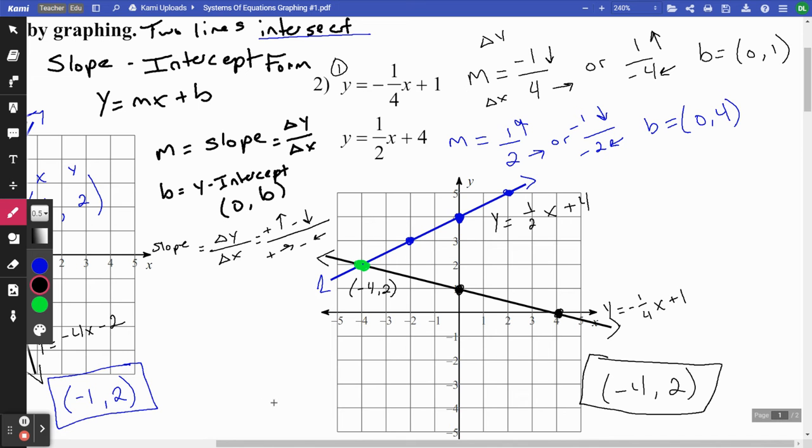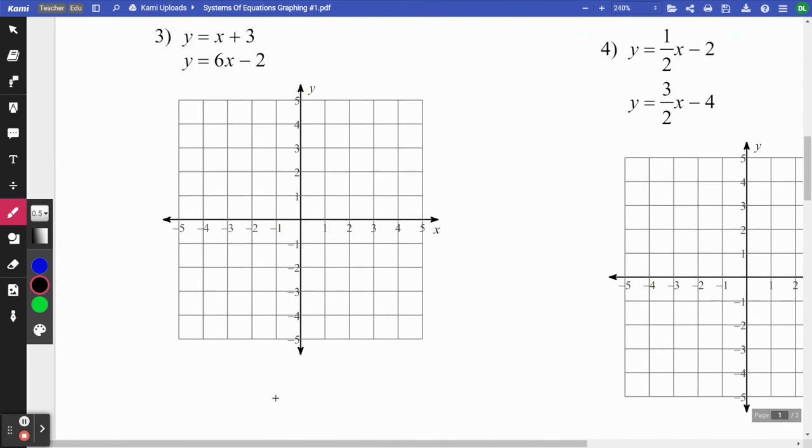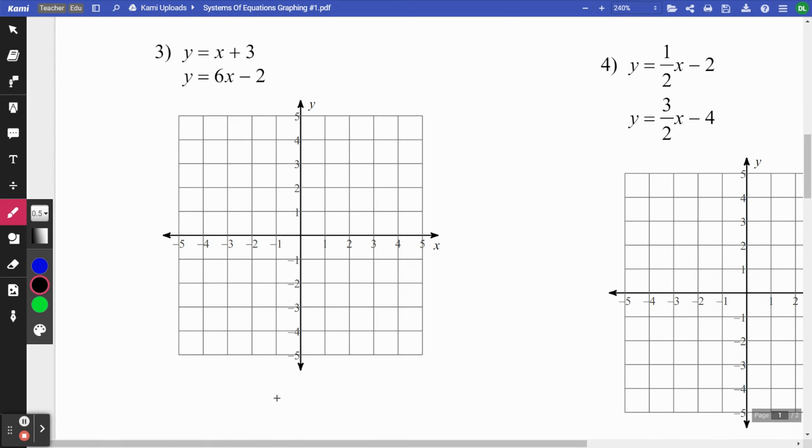All right, so moving on to number 3. Again, we have our two equations. We need to identify the slope and the y-intercept from the first equation. There is one x here, okay? So that means in front of this x, there is a number 1, because there is one x. So when I do my slope for this first equation, my slope is 1/1. Okay, it's going to be a +1/1.